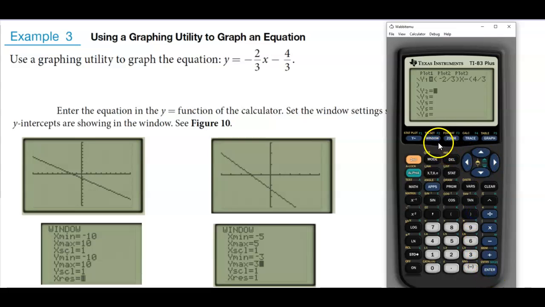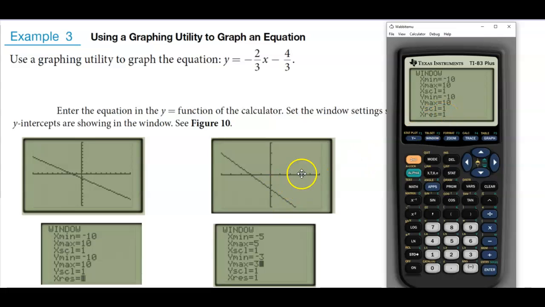Okay, now I'm going to go ahead and graph this. Now when I graph this, we can see what the first portion looks like. So the first part of this graph has the window setting at negative 10, 10 for the minimum, maximum for x. The x scale is at 1. The y minimum, y max is negative 10 and positive 10. And the y scale is 1 and the resolution is 1.